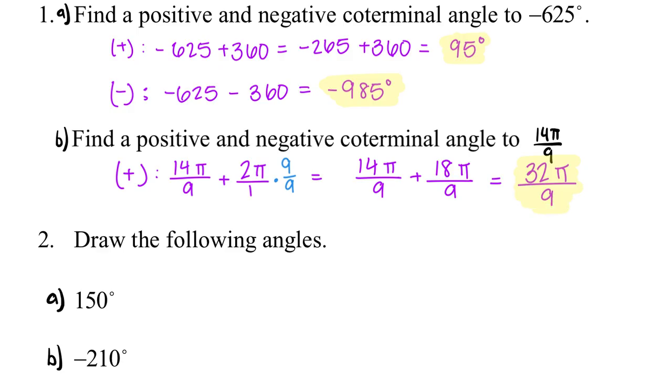Now to find the negative, I still start with 14 pi over 9, but now I'm subtracting 18 pi over 9. Why? Because if I still use 2 pi, I still have to get that denominator of 9, so I multiply top and bottom by 9 and end up with 18 pi over 9. If I subtract correctly, I end up with negative 4 pi over 9, and this is my negative coterminal angle.